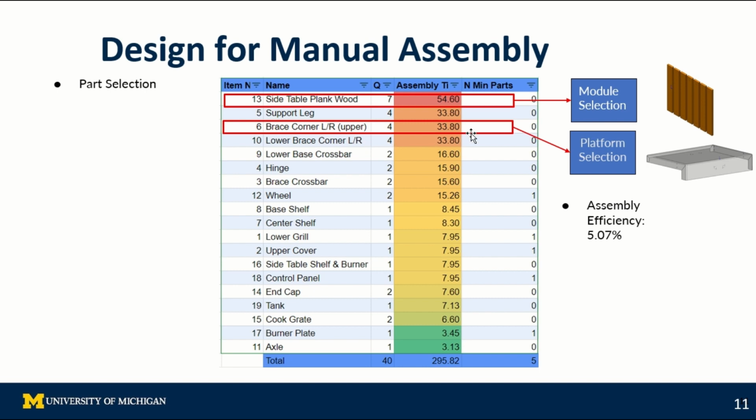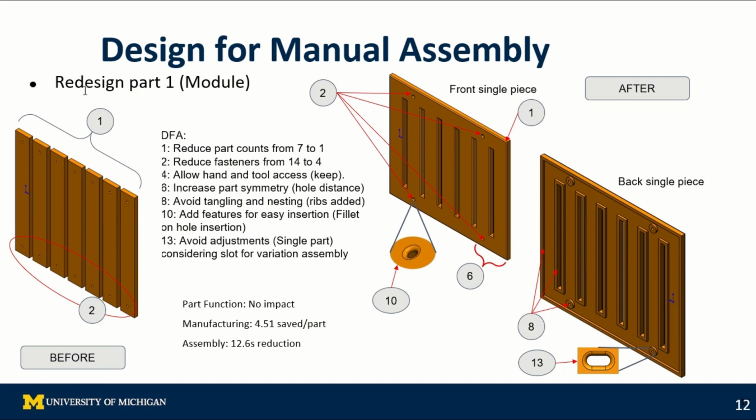are some of the components with major assembly time, one with 54 seconds and the other with 30 seconds, mainly because of the quantity of parts, 7 and 4, for an assembly efficiency of 5%. Then we can apply DFA to redesign the part.